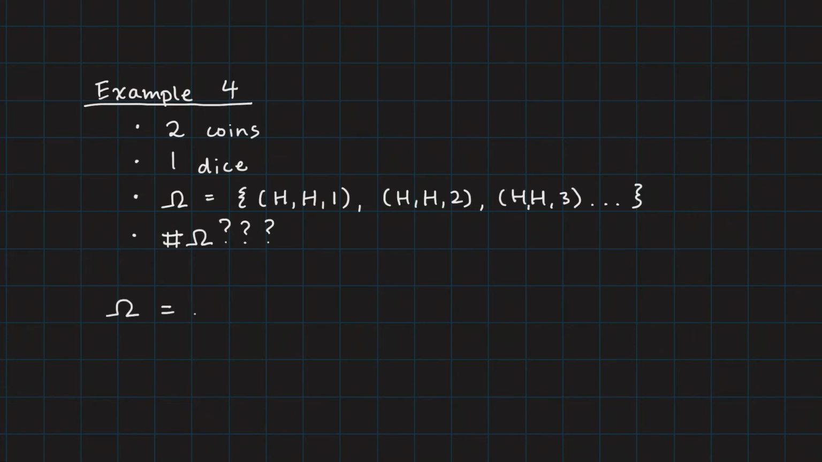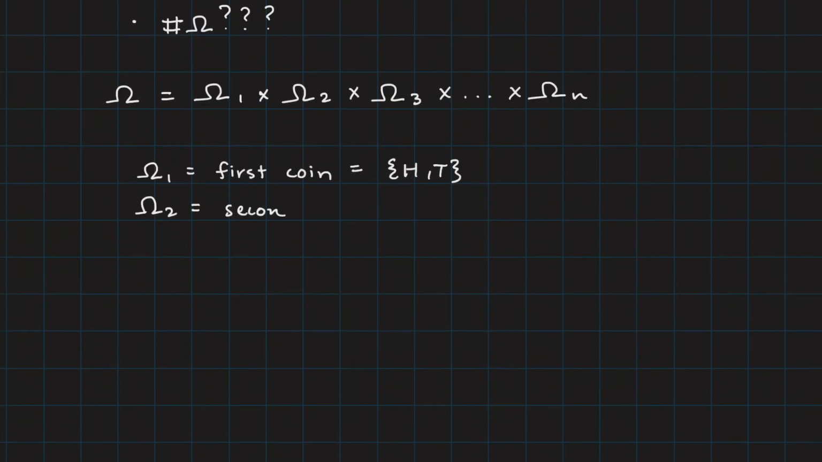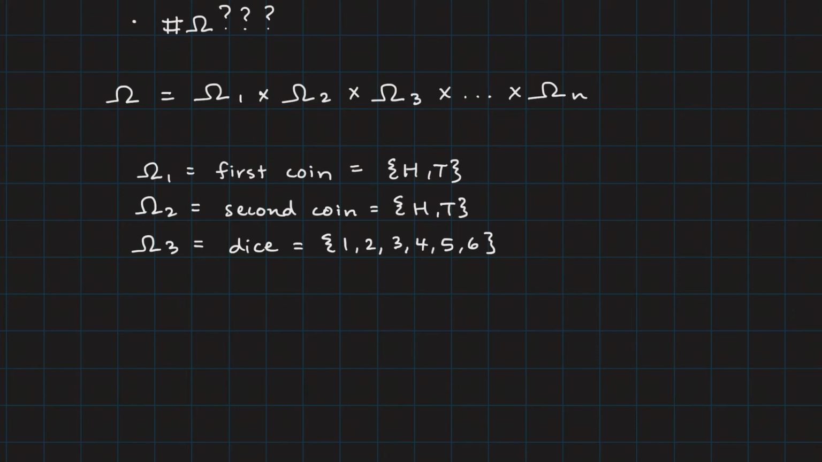So when working with sample spaces, you can multiply the sample sets within the larger experiment. So we can label the coins as omega 1 and omega 2. We can label the dice as omega 3. From our previous examples, we know the sample spaces for each of these. We can therefore find the number of outcomes as shown here.